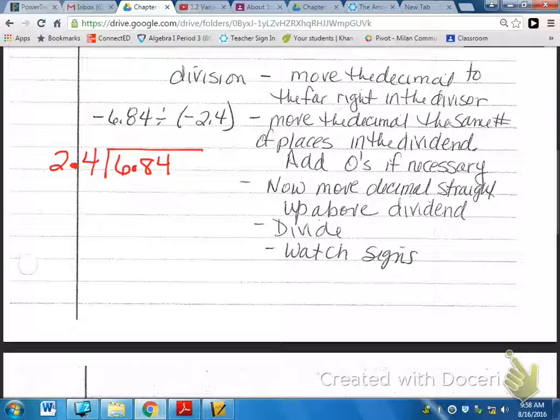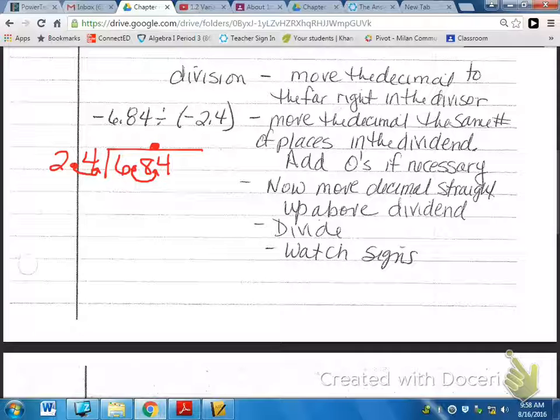So when you're dividing, the divisor cannot have any decimals. So the 2.4 cannot have any decimals. So you've got to move that decimal as far right as you can. And in this case, that is just one place. So you move that decimal the same number of places in the dividend. And you add zeros if necessary. Well, I don't think it's necessary on this one. I moved it 1. So I'm going to move it 1 right here. And then you take it straight up. Just like this. Make sure you get that taken care of right away.